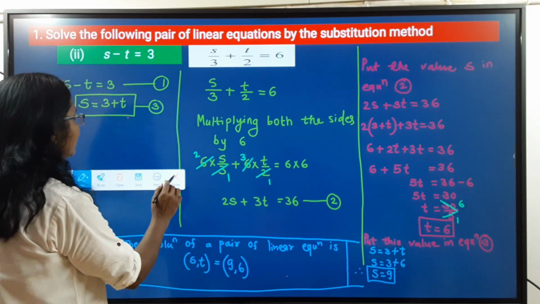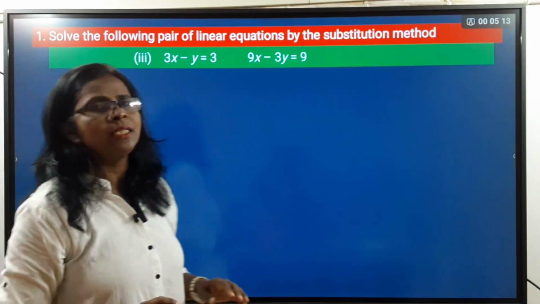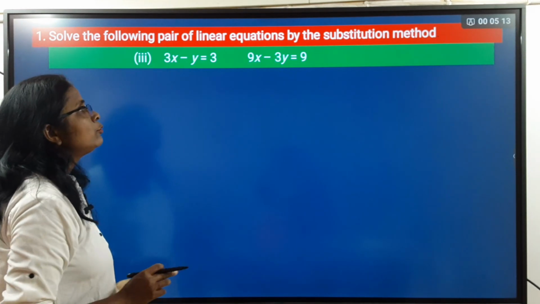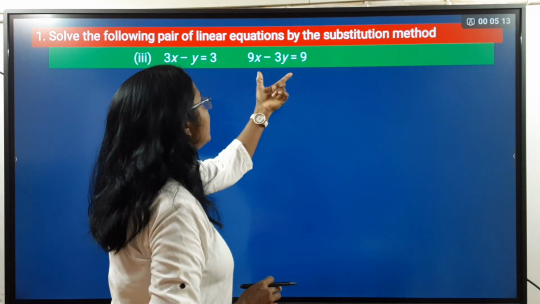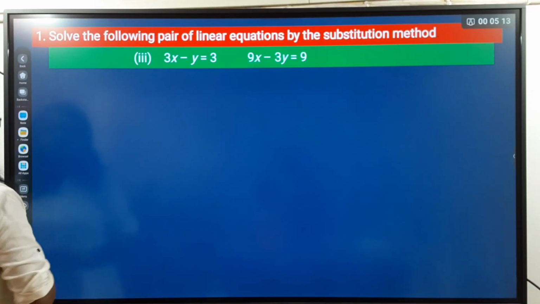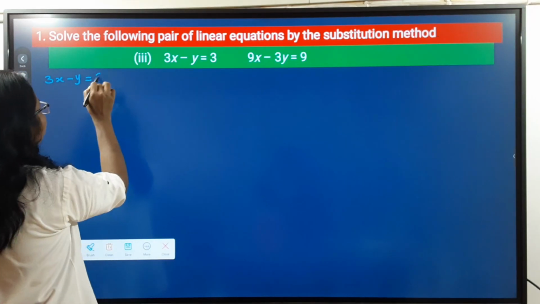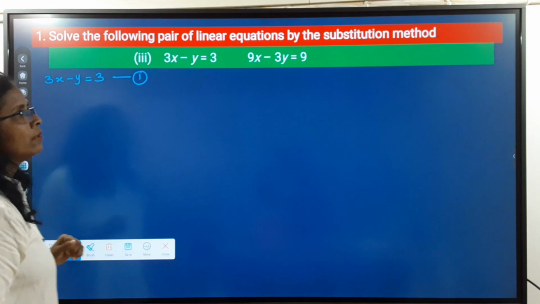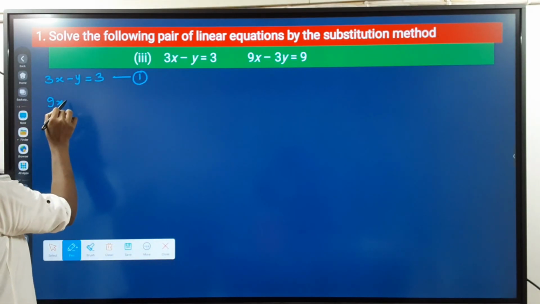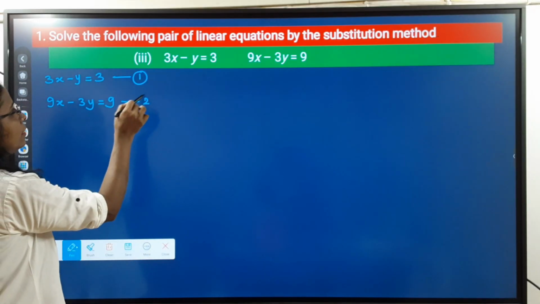Now the next example, students, of the same type, very easy. The first equation is 3x minus y is equal to 3, and the second one is 9x minus 3y is equal to 9. So first I write down the first equation, 3x minus y is equal to 3, and call it the first equation. Then the second equation is 9x minus 3y is equal to 9, and call it the second equation.